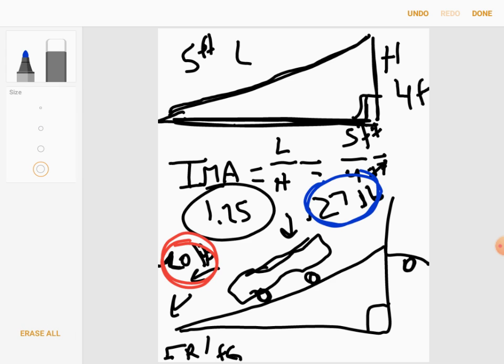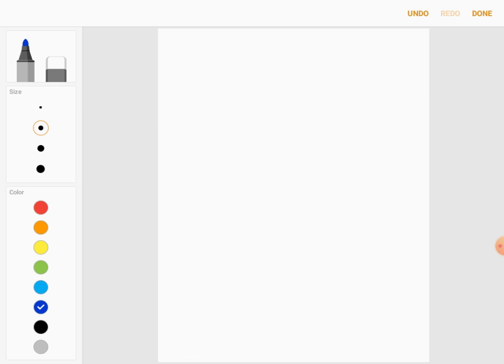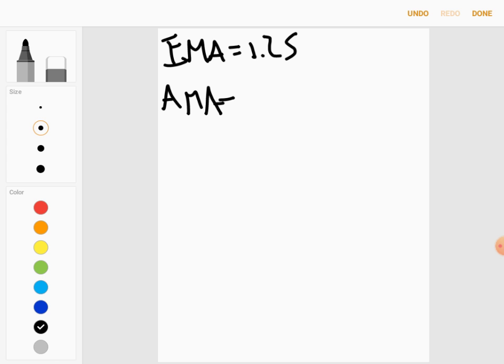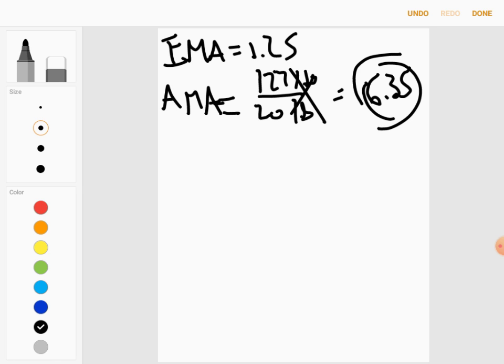So let's delete that again. So let's remember IMA was 1.25. And then the AMA, since that's resistance force, which was 127 pounds divided by 20 pounds, the pounds cancel out. So that is 6.35 exactly, not approximately. So that's the AMA and IMA.